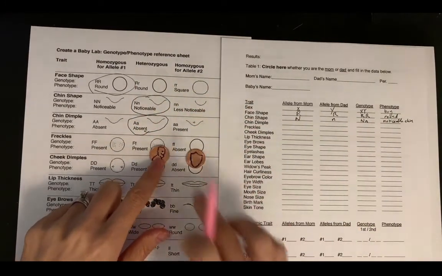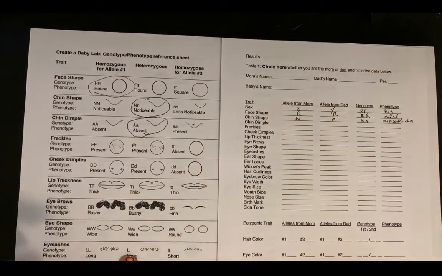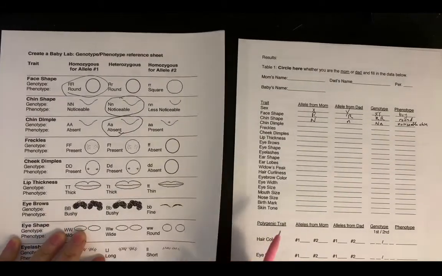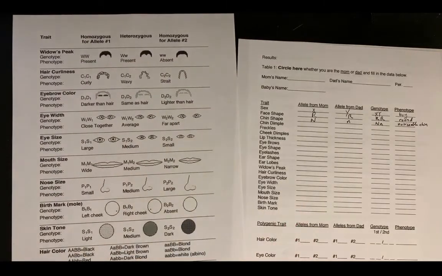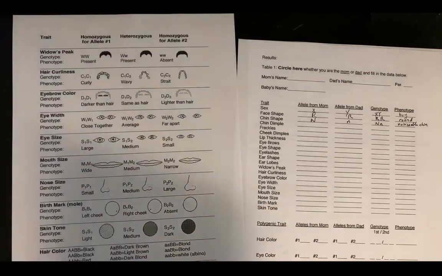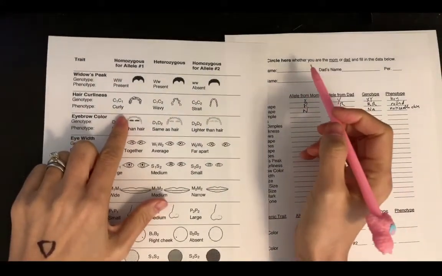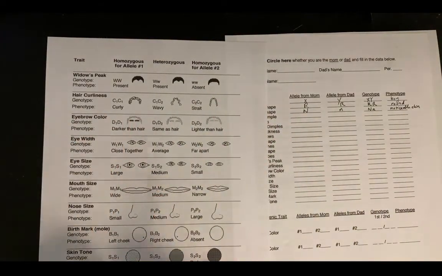So I'm going to go all the way down and fill in this chart to see what my baby is going to look like. There are a couple at the end that you're going to have to flip twice for, like here, curly and wavy. Let's say I'm going to flip for curly and wavy.